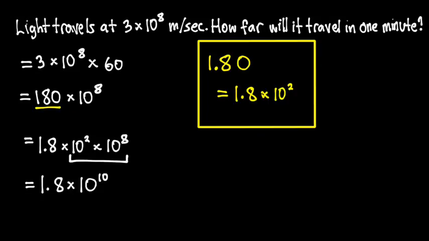Okay, and just like our previous example, now I can use index law 1 to get this down to an answer that is correct scientific notation. So it'll travel 1.8 times 10 to the 10 meters per minute.